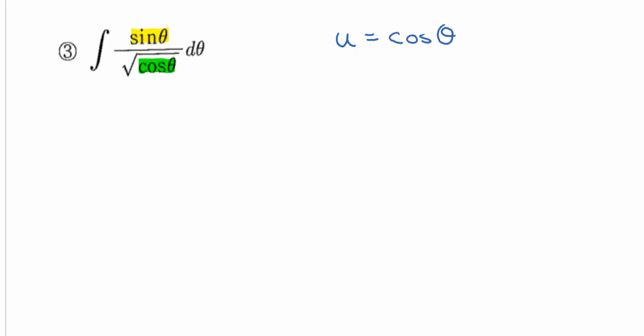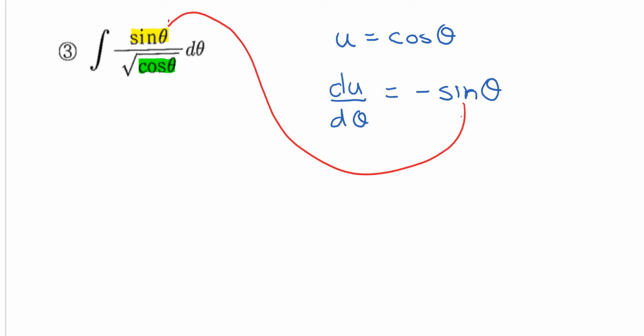And I'm picking cos theta because cos theta looks to be in a more difficult situation, because it's trapped inside the square root sign. And if I take the derivative with respect to theta now, I do get negative sine theta. So the derivative of cos theta is negative sine theta. And that's looking pretty good, because once I take my derivative, do I see sine theta in the original problem? I do, so that's another indicator that I probably picked the right expression for my u variable.